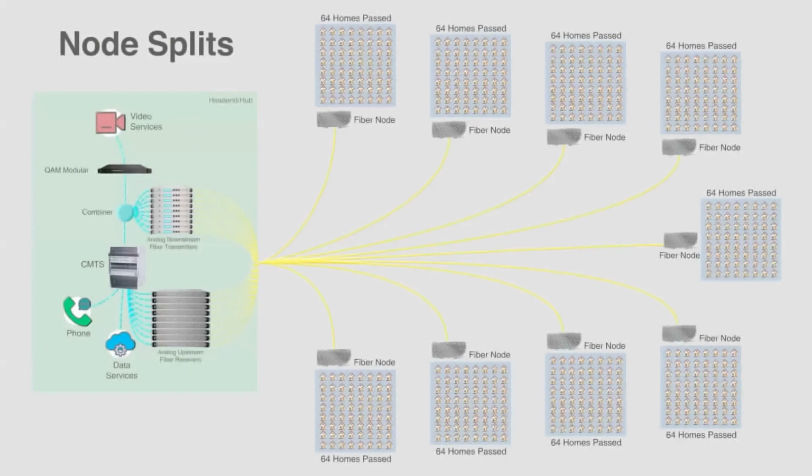Prior to doing node splits, all of the powering for the nodes and the amplifiers all share the same coaxial cable. After node splits, some of these devices may now need a dedicated path for powering. And since remote PHY devices require additional powering, more power supplies may be needed.